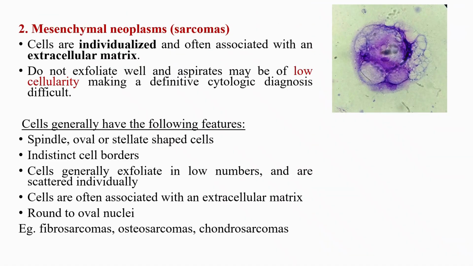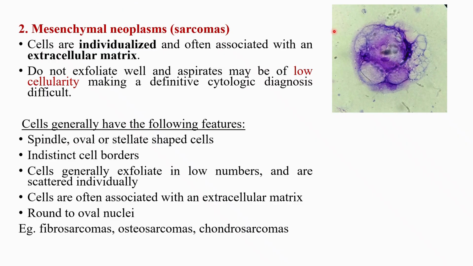The second group is mesenchymal neoplasms, commonly referred to as sarcomas. They typically consist of individualized cells often associated with the extracellular matrix. Actually, these types of tumors do not exfoliate well, so the aspirate will have a very low cellularity, which may make the definitive cytological diagnosis challenging. The cells will exhibit certain features, then only it can be classified into mesenchymal tumors.